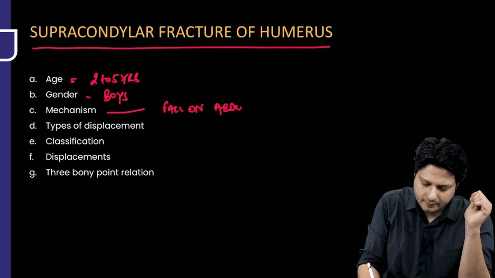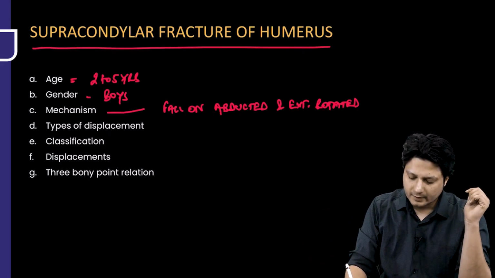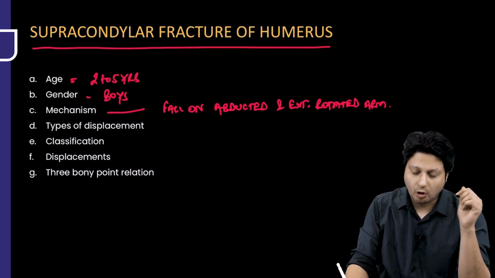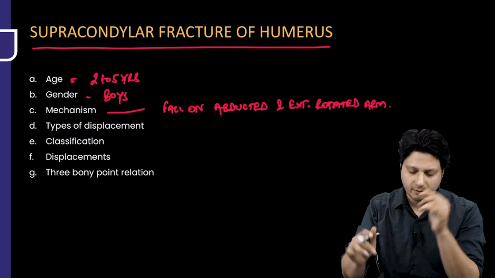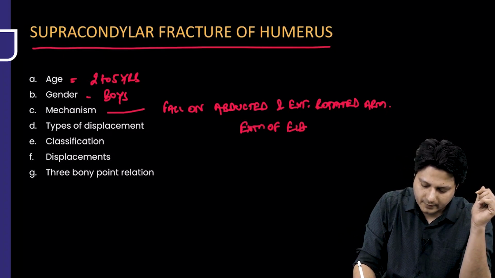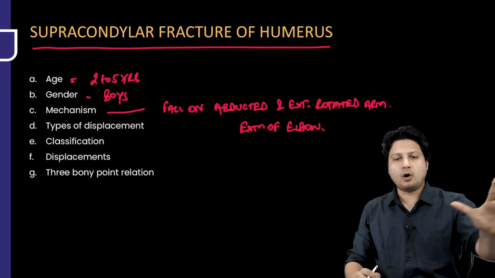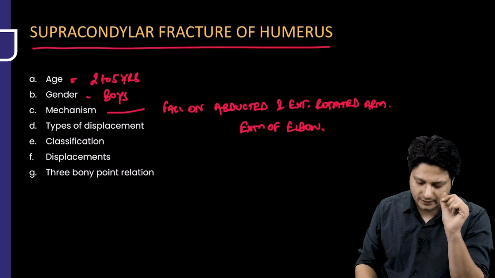an abducted and externally rotated arm, that means outstretched hand. But at the same time, you also have to mention what was the position of the elbow joint at the time of impact. The position of the elbow was extension, with extension of elbow. So this is the mechanism. Fall on outstretched hand is the mechanism of injury for supracondylar fractures of the humerus.